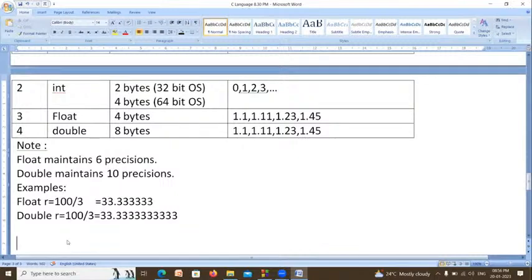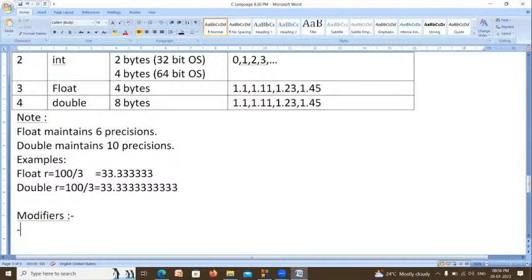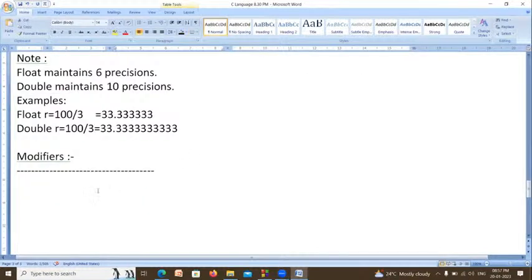Completed, sir. Good. Now, my next concept is: what is a modifier? Modifiers. See, my dear friends, what is the size of integer? The size of integer in a 32-bit operating system is only 2 bytes. Now, in 2 bytes of memory, we can store from minus 32,768 to 32,767. You can store only data in between this range.